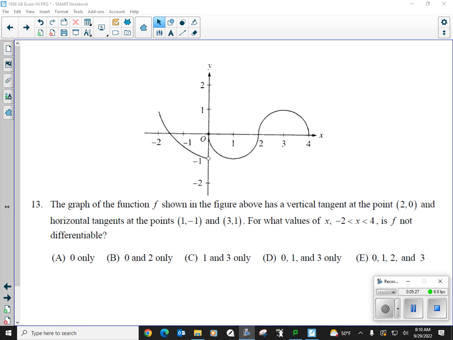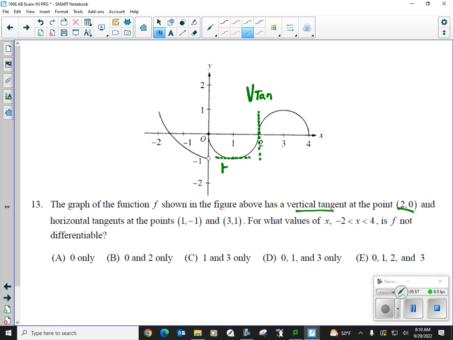The graph of the function f, shown in the figure above, has a vertical tangent line at the point 2, 0. So I'm just going to go ahead and mark these right here. There's a vertical tangent line at 2, 0, right here. I'll just put VTAN, vertical tangent line. And a horizontal tangent line is at 1, -1, which will be right here. That's a horizontal tangent line. And at 3, 1, right here, that's a horizontal tangent line.